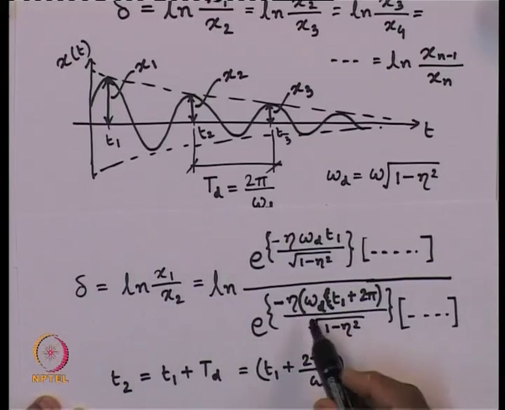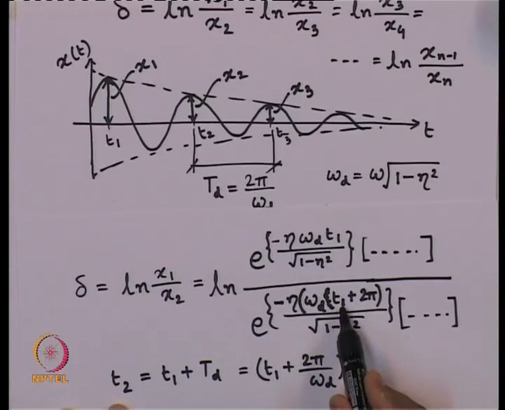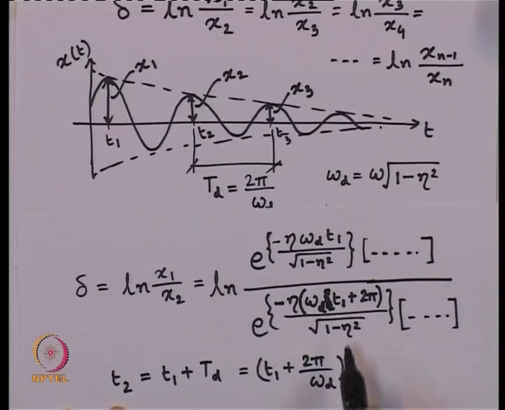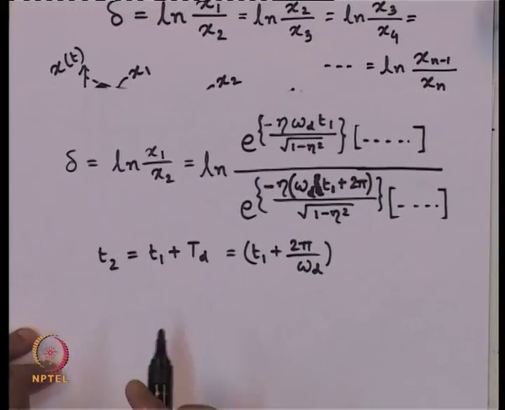So, in case of x2, it will be eta omega times T2. In case of T2, I put T1 plus 2 pi by omega d, multiplied with omega d. So, it becomes omega d times T1 plus 2 pi. Let me write it again more clearly.